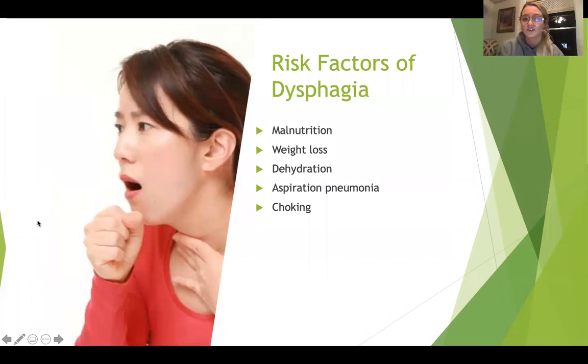The risks associated with dysphagia include malnutrition, weight loss, dehydration, aspiration, pneumonia, and choking. And this is all because you're having trouble eating, so you might not be able to get as many nutrients as you would without that issue because you're not eating the right food, and then you might struggle to eat, so you don't want to eat, and you can lose a lot of weight, and it can cause a bunch of issues.